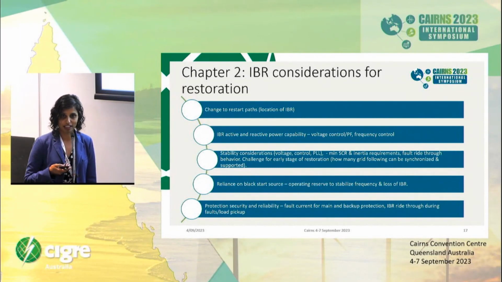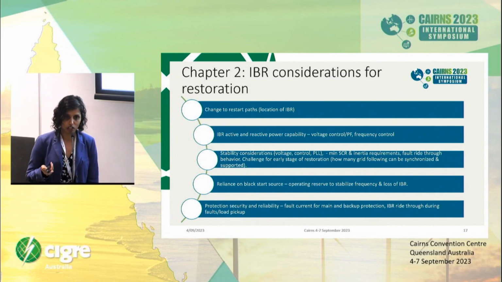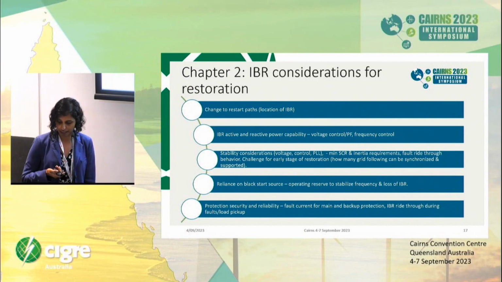And we have to also understand their fault ride-through behavior through transients that could occur during restoration, which is line energization or load pickup. So this is a real challenge for system operators in the early stages, because we have to understand how many IBR can be supported and in what stage. So we have to understand what the restoration area looks like. There's also another consideration, which is what happens if an IBR is lost? Would we have to rely on the black start source to cover that energy? So is there additional reserve that has to be accounted for the black start? And something that Babak's already covered, which is the protection, security, and reliability in terms of fault current.